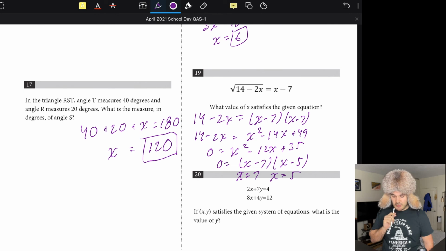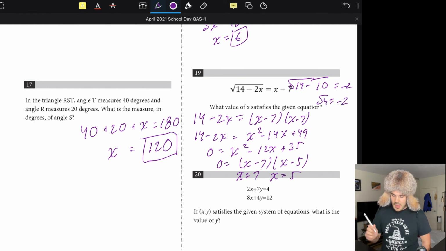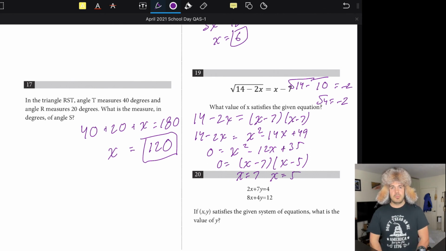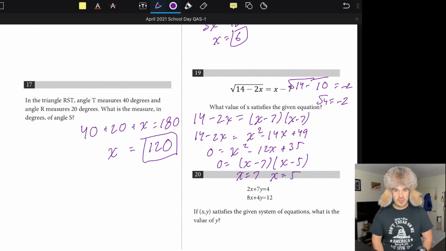And you might even be able to see right away that if you plug the 5 back in, you're going to get a -2 on the right side. And as a result, it's not going to work. Let me show you. If we plug the 5 in, we're going to get the square root of 14 minus 10, basically, has to equal -2. So the square root of 4 equals -2. If you have something like x squared equals 4, x would be plus or minus 2. But if you're specifically taking the square root of a number, that has to be positive. It's a weird SAT thing.